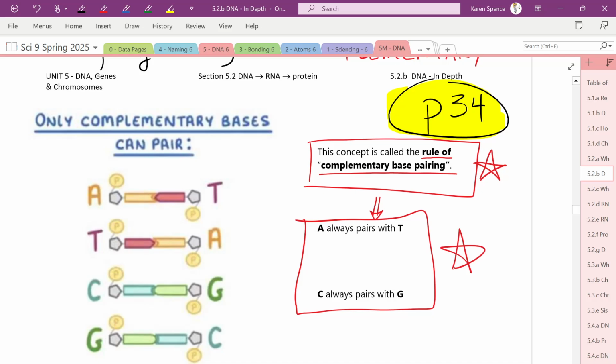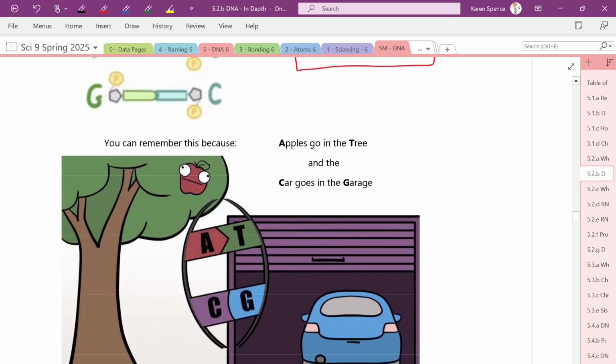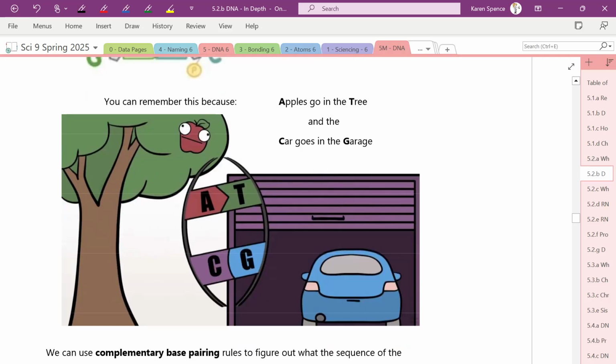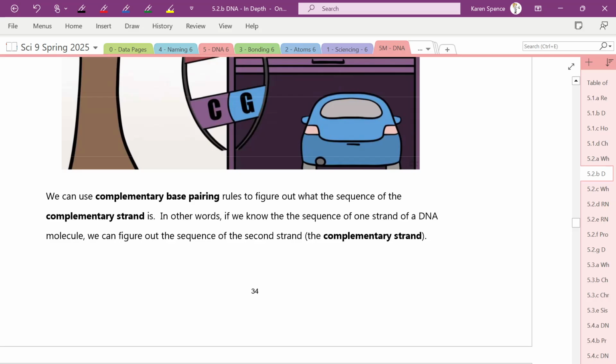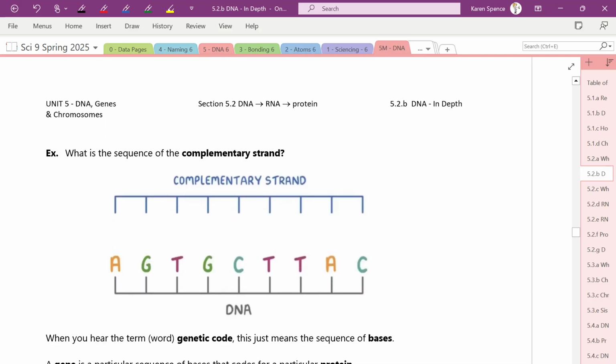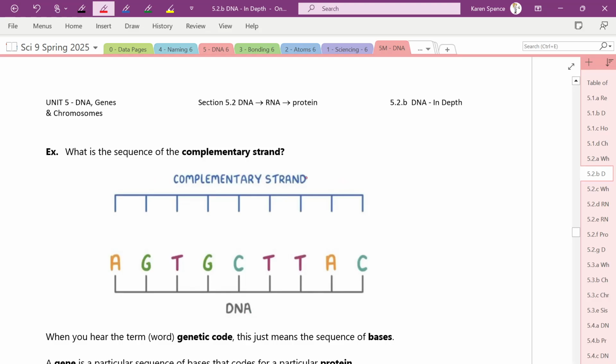And we have a little picture down at the bottom of the apple in the tree and the car in the garage. And by using this complementary base pairing rule, if we're given one strand, we can figure out what its complementary strand will be. So if this strand here is DNA, I would like you to try and figure out what the other side is. What is that complementary strand? See if you can write them in before we do it together.